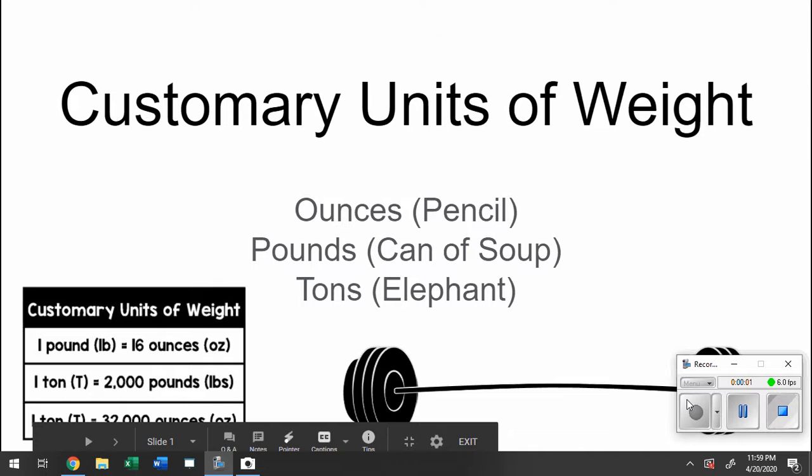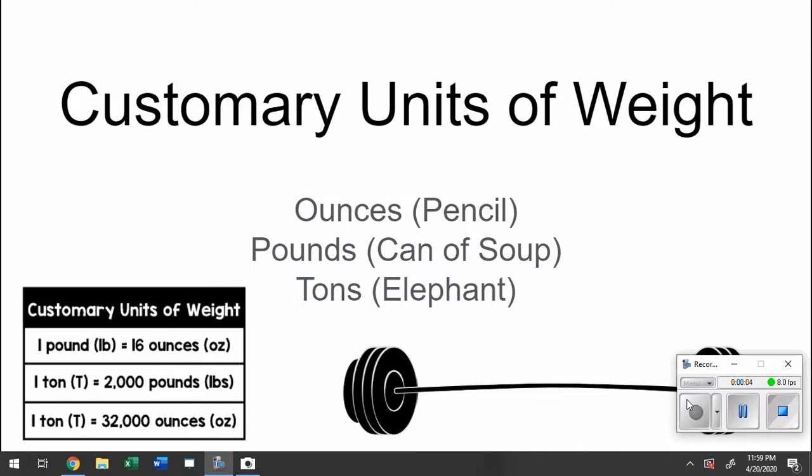Hi guys, we are going to continue working on the customary system. Today we're going to be talking about using the customary system to measure weight. So the three units we're going to be talking about are ounces, pounds, and tons.